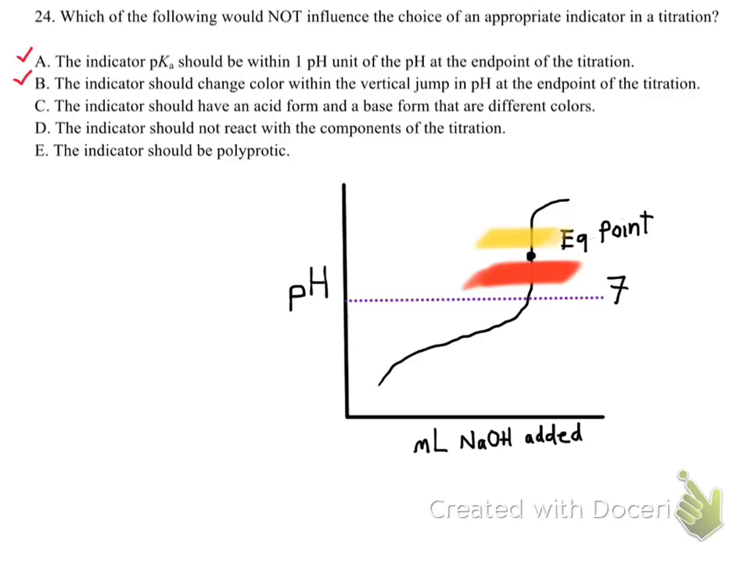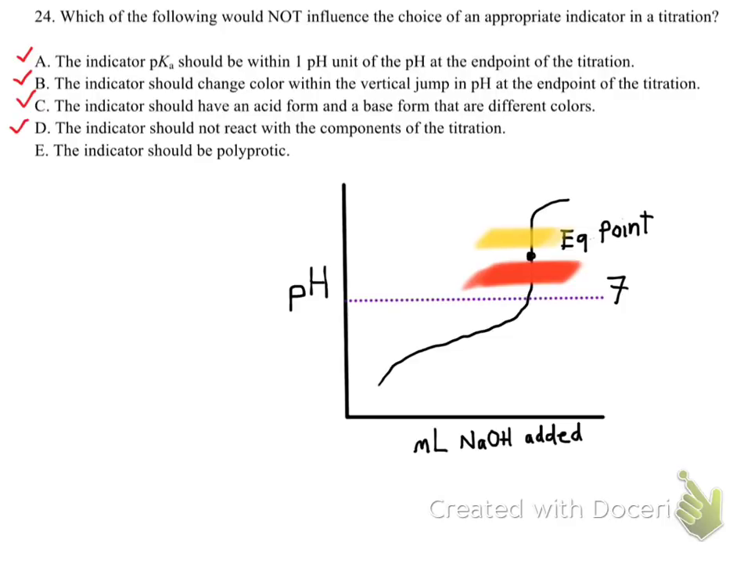The indicator should have an acid form and a base form that are different colors. Well, if they don't change colors, then you're not really going to be able to tell when you hit the endpoint, so I like that one too. The indicator should not react with components of the titration. You don't want a side reaction going on, you just want to know where the equivalence point is.